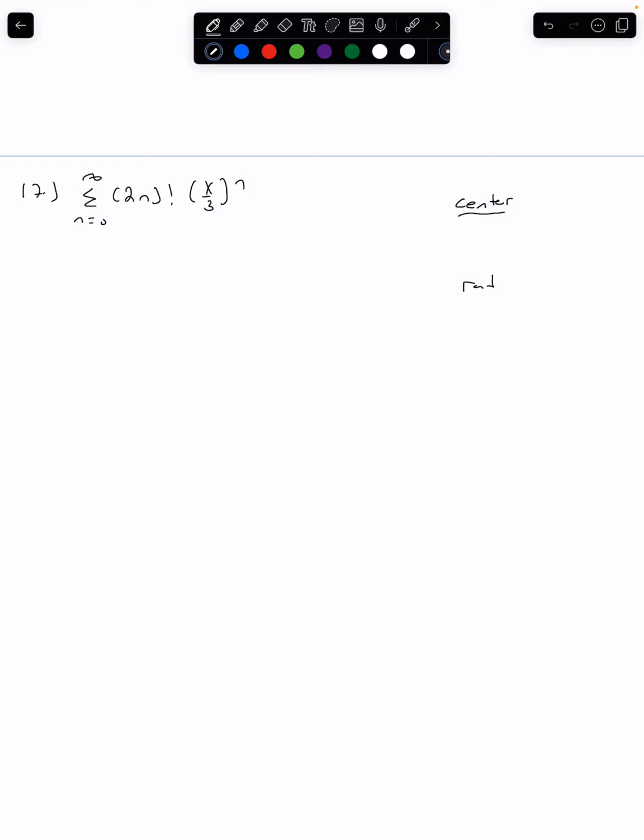We need the radius, and we're going to need the interval. Now again, the center comes from the center here. That's just x minus c to the n, and there's no minusing or adding here. So our center again is just going to be 0. To find the radius, we're going to use our ratio test again.